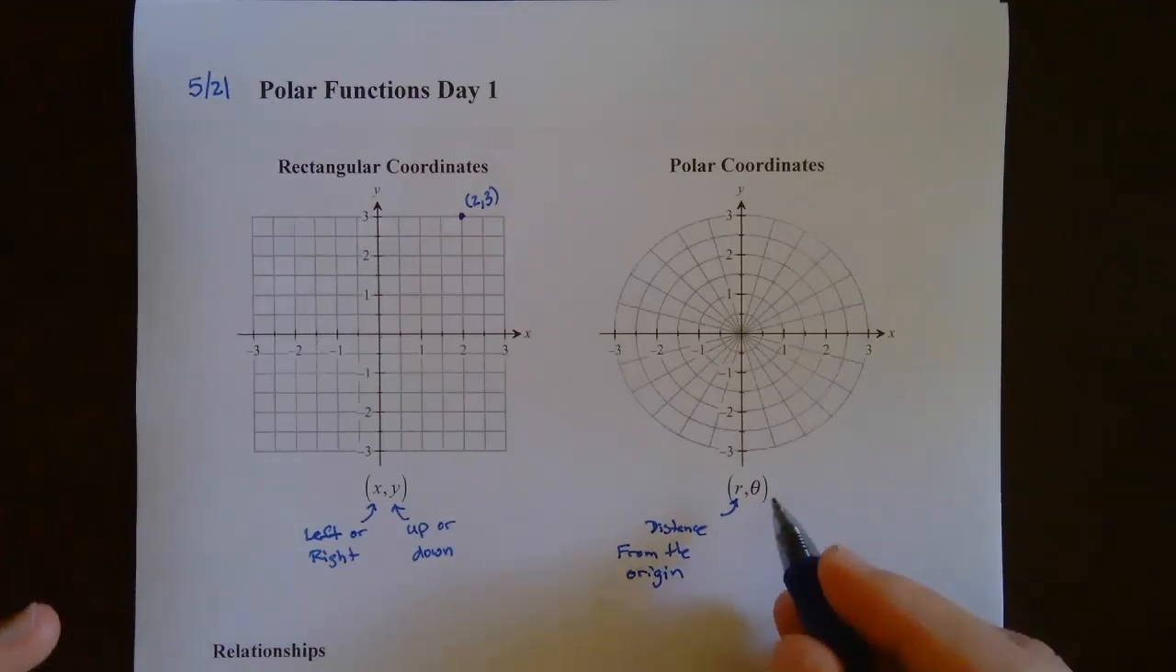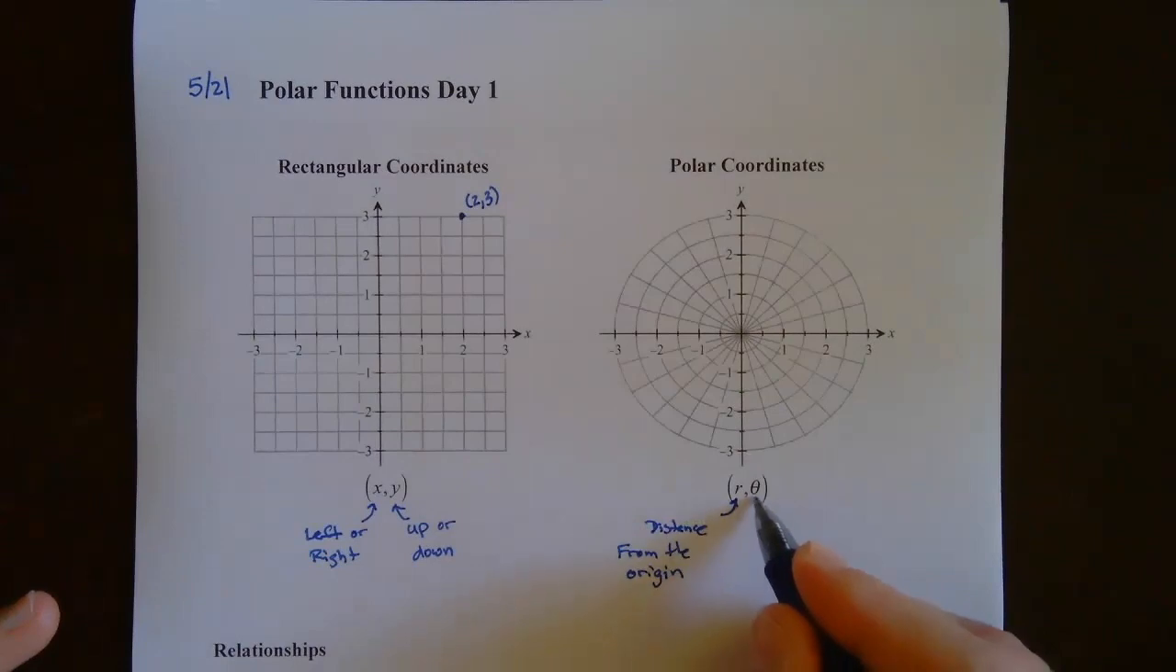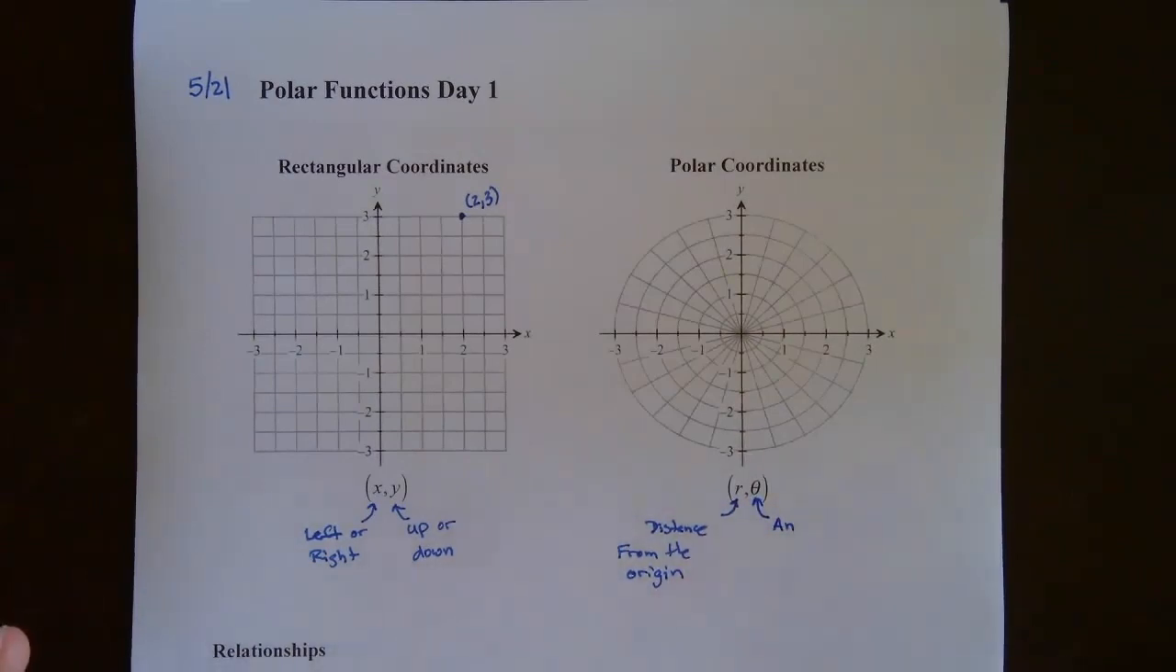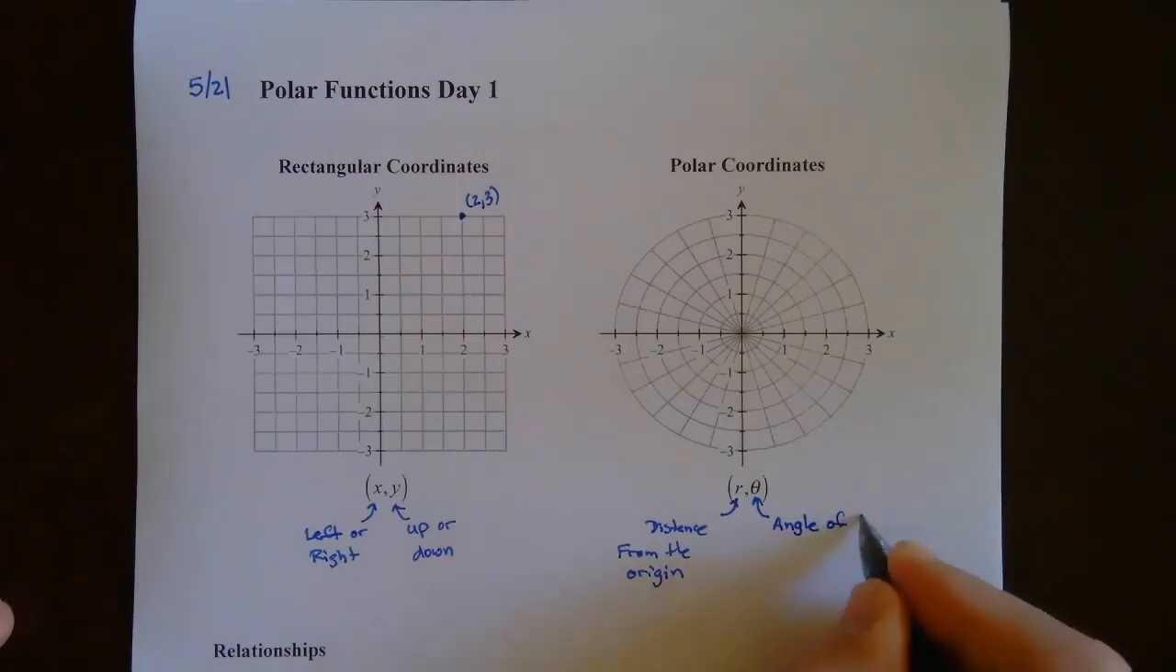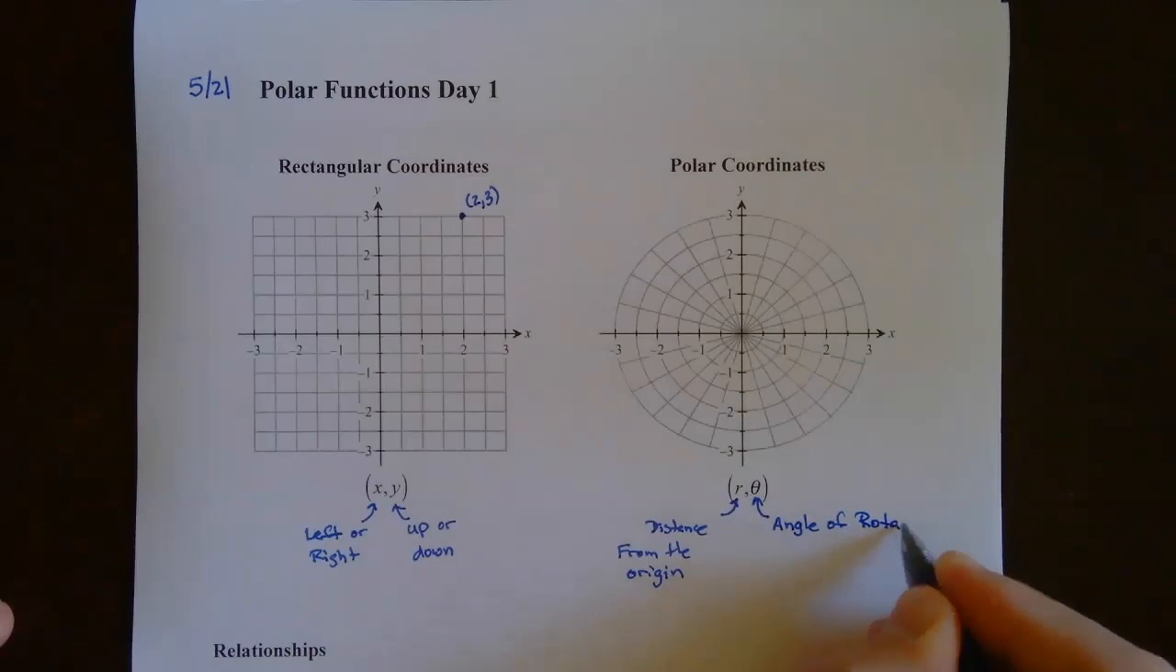And then this theta is the angle of rotation. So we go out a radius, and that would be like the terminal side, and then we rotate that angle, whatever this angle is right here. So this is the angle of rotation.